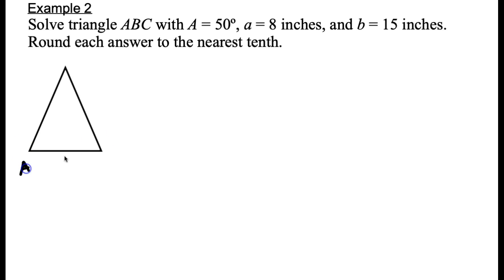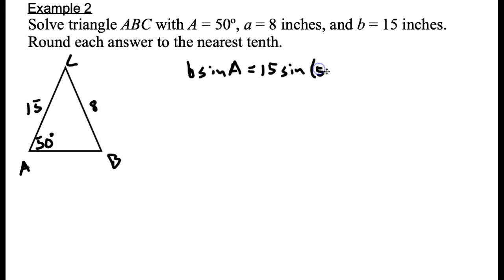We've got angle A, angle B, angle C. So I know this is 50 degrees. The opposite side is 8, and the opposite side to angle B is 15. So the first thing we need to do is determine how many triangles. All right? So we want to first calculate B times the sine of A. Right? So B times the sine of A, that's going to be 15 times the sine of 50.